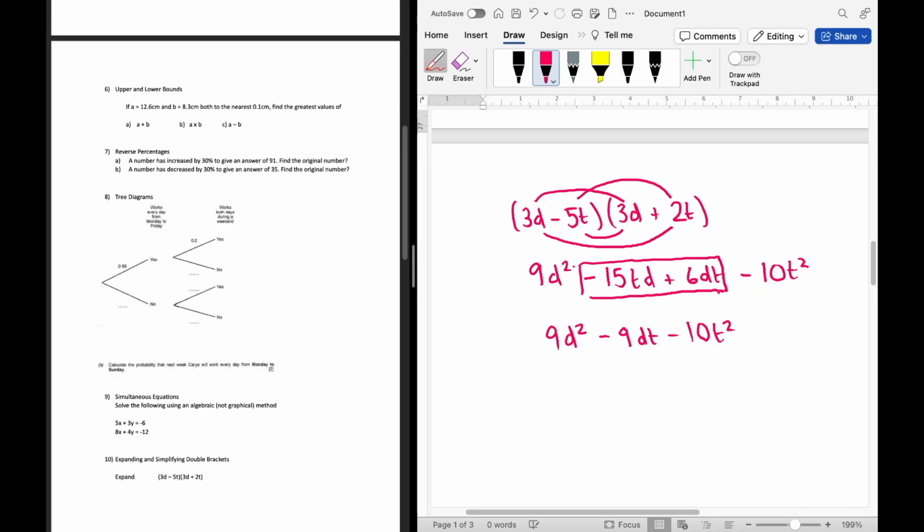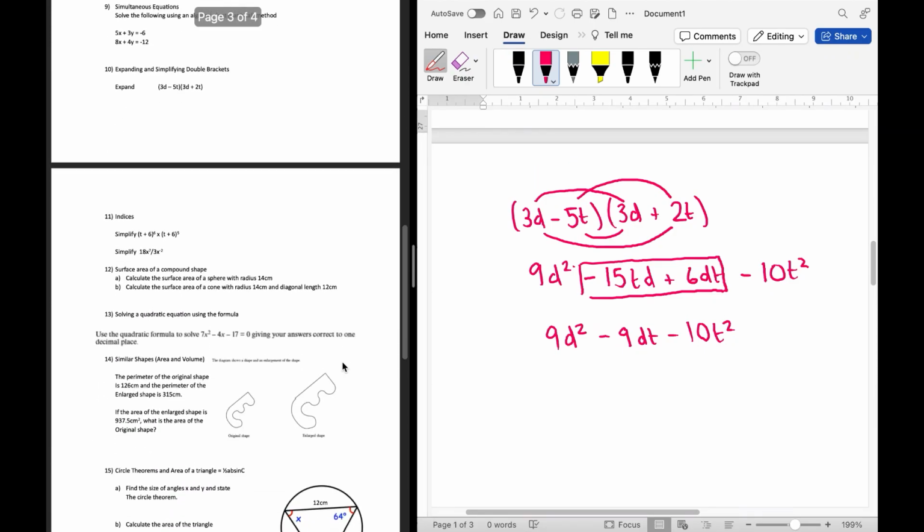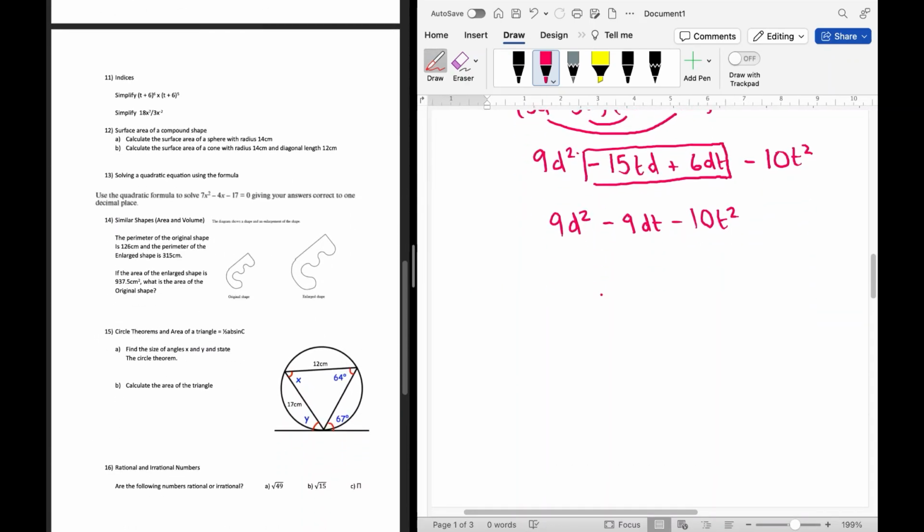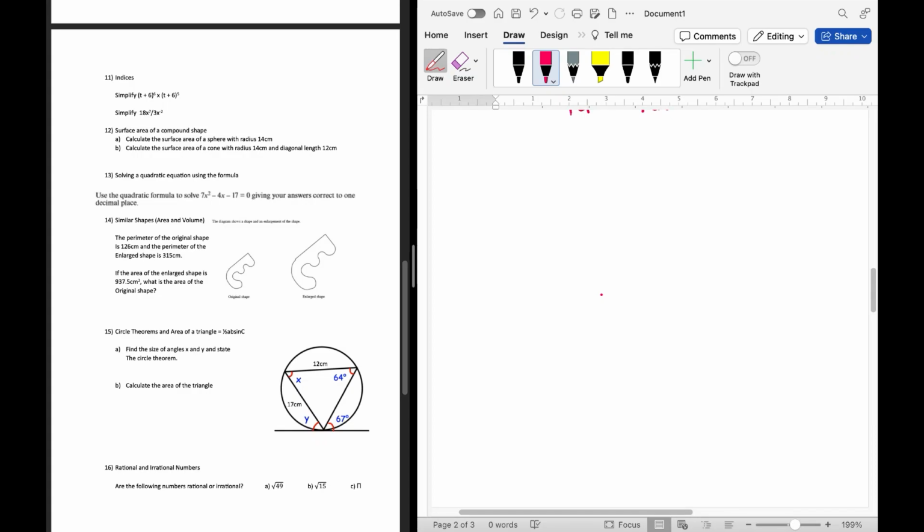But the other two terms there aren't going to simplify. We'll just keep going and think, come on, we've got this. Right, we're into the higher tier malarkey. Okay, so question 11. Simplify (t + 6)^6 times (t + 6)^5.